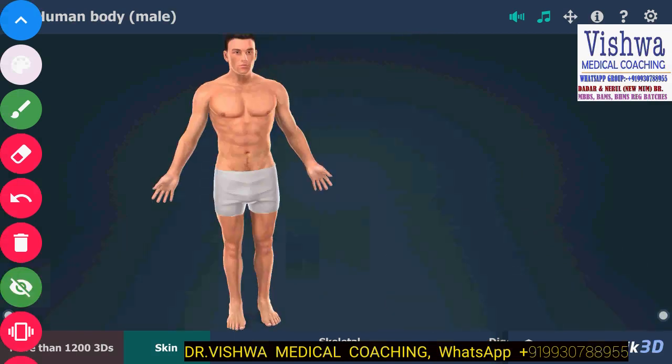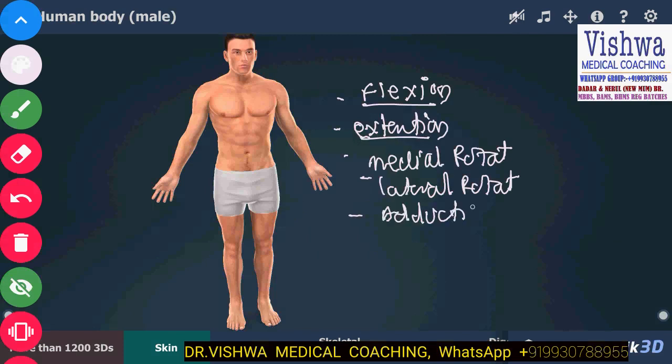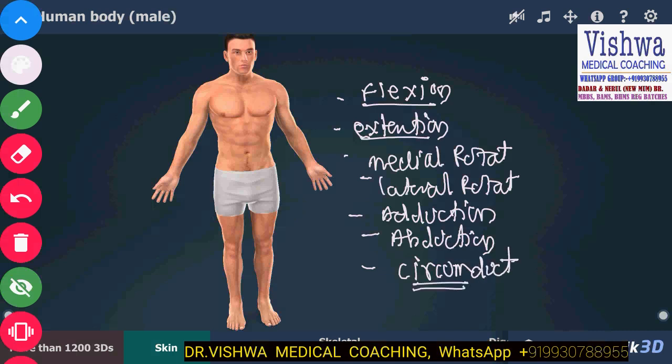There are different movements which are very important to understand before we go to anything else. Let's say, for example, the first movement we all have been aware of is called flexion, extension, medial rotation. We have lateral rotation. We have adduction. We have abduction. And we have circumduction. All those movements I'm going to describe in this animation so that we all can understand things properly.